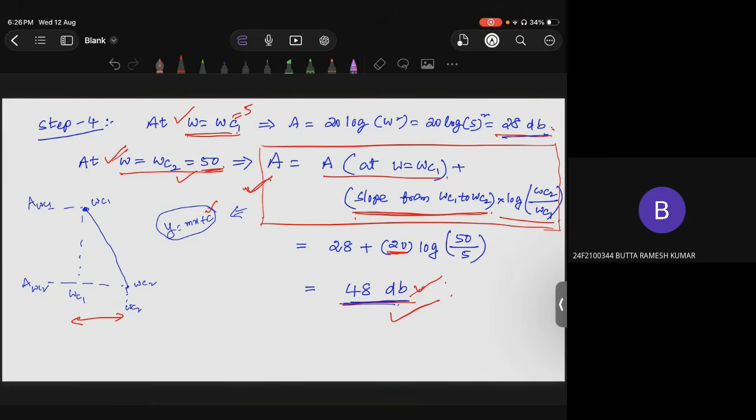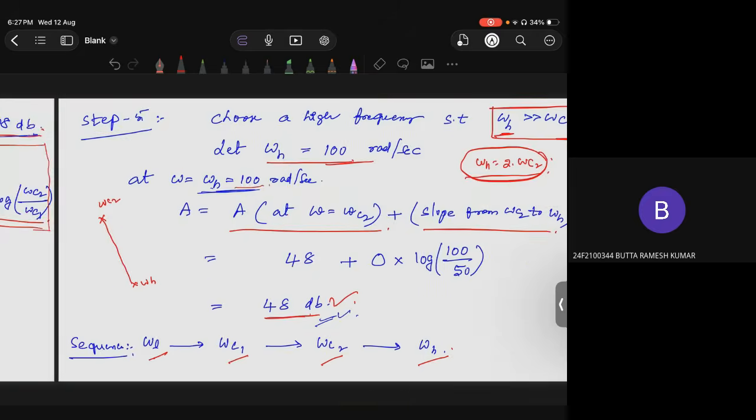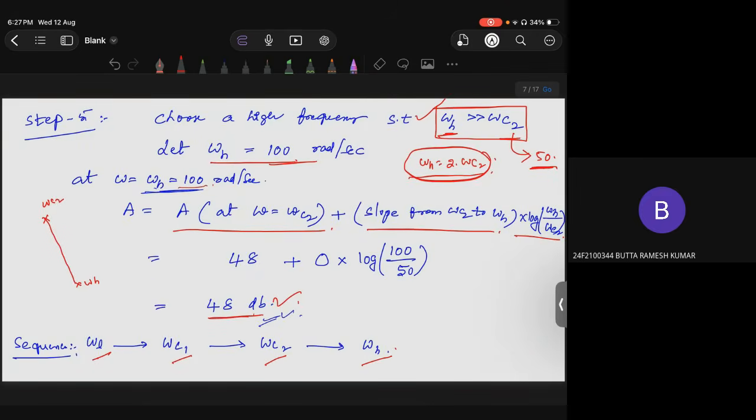Okay, next, so that is the second cutoff frequency. Next, you choose a frequency of higher frequency, which is very much greater than omega C2. Omega C2 is 50, so you are choosing omega H as 100. Again, at omega equal to omega H, 100, calculate it. You got 48 dB.